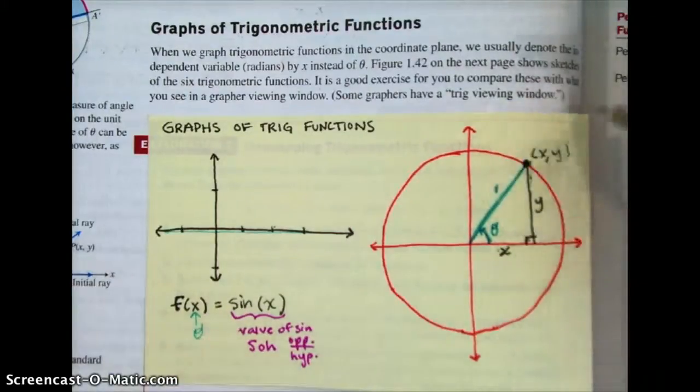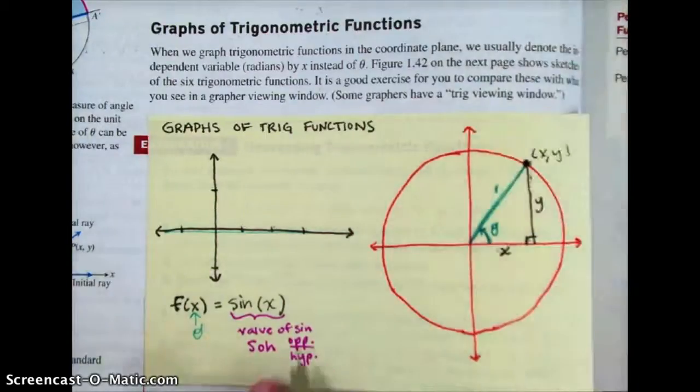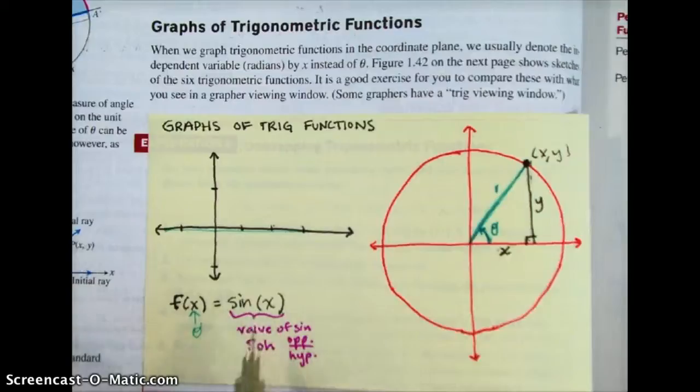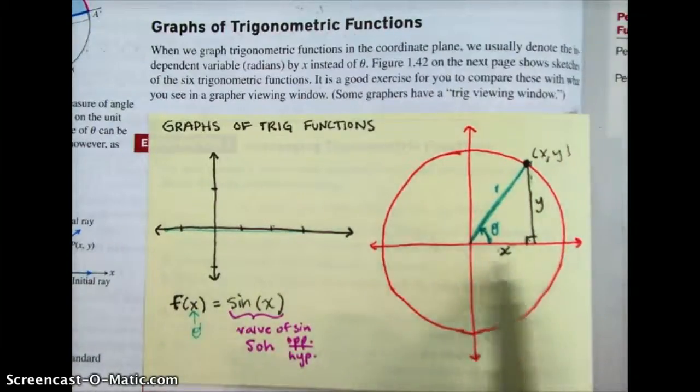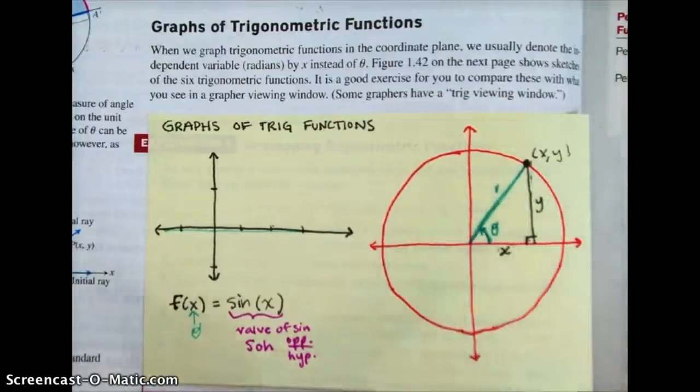Now you're used to that. You're used to just taking the y value. This is why it works, though. It's opposite over hypotenuse, just like you're used to. And that's just for sine. Obviously, for cosine, it would be adjacent over hypotenuse, which is why cosine is corresponding to x on the unit circle.